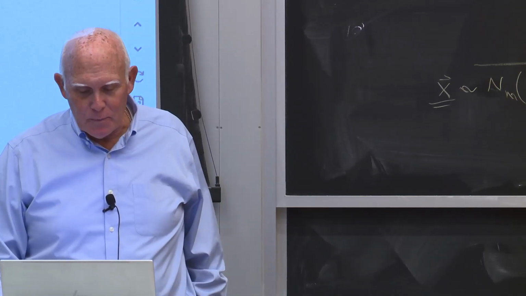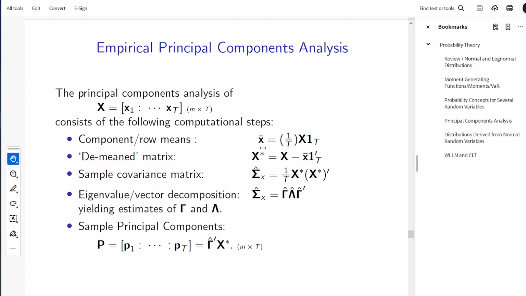Now, when we perform empirical principal components analysis, we say we have an X matrix which has columns x1 through x sub capital T that are all m vectors. Then we compute the row means. We subtract those row means from the matrix, row by row. And then with this X star matrix, the demeaned matrix, that matrix times its transpose divided by the number of columns in X, capital T, is an estimate of the covariance matrix, essentially the sample covariance matrix.